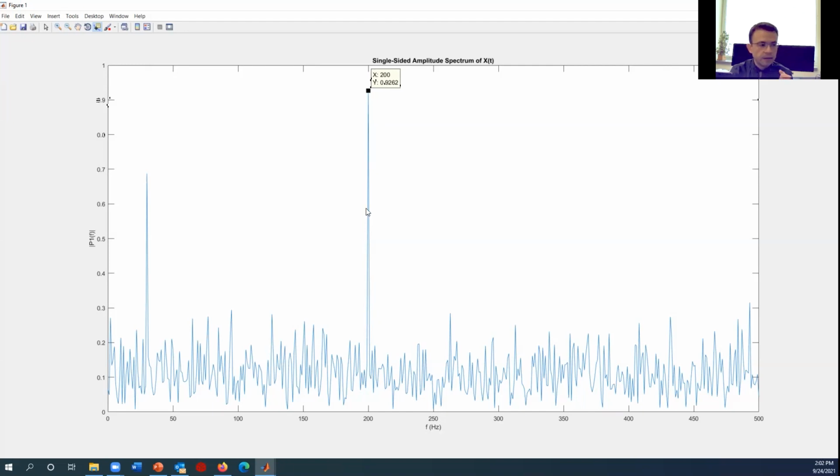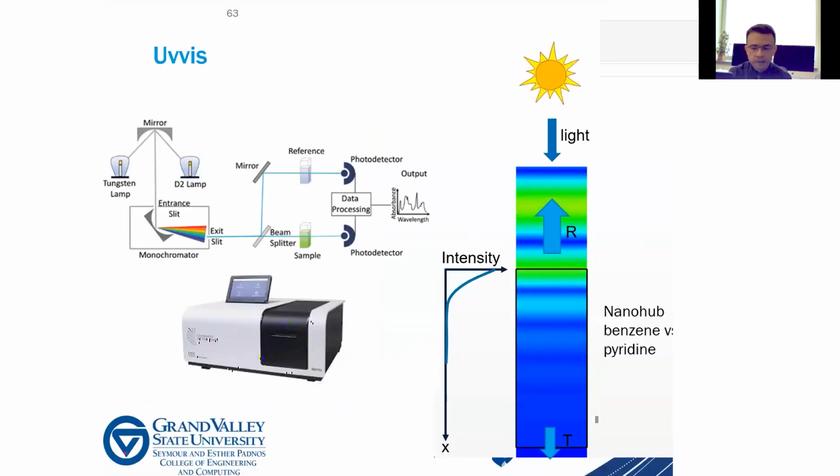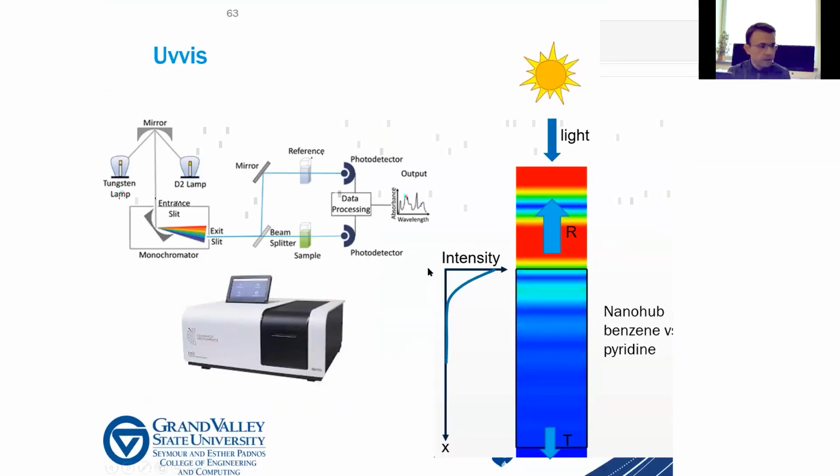Is it vibrating at this frequency or that frequency? You can immediately analyze. Yeah, there's a lot more to be said about it, but we will leave it at that point here. Now, very quickly about the UV-Vis in a few minutes here.